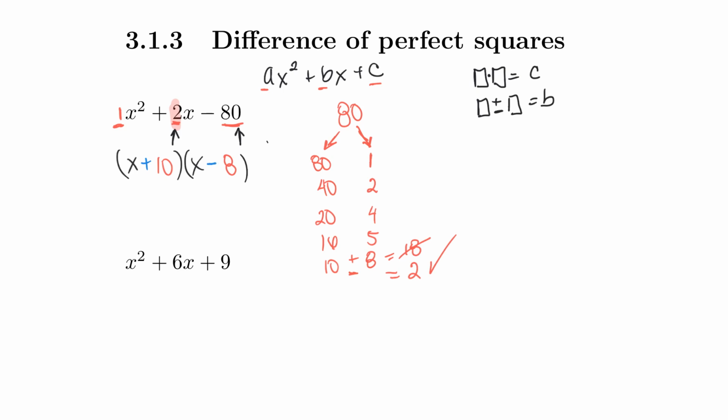Well, you can check your work. You can do plus 10 minus 8. This will be plus 2, which is the one that we want. And 10 times minus 8, this will be minus 80. And this is the term that we want.